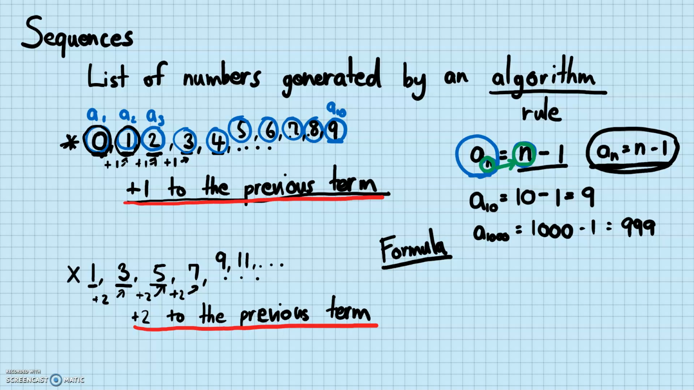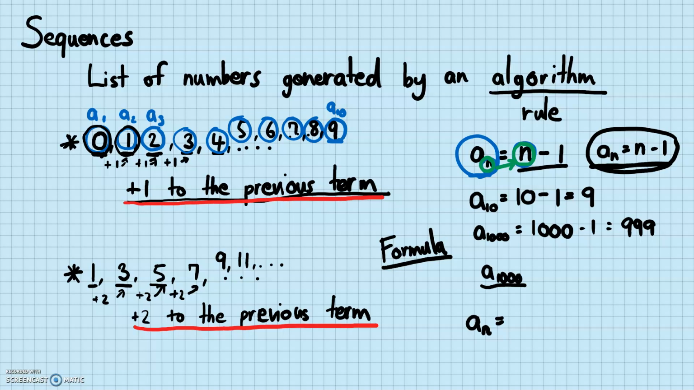But for a more complicated sequence like this one, a sequence of odd numbers, it's very hard to deduce what the 1000th term is. Okay, so let's try and find the 1000th term for this one. To get the 1000th term, we should find the algorithm. So to find the algorithm, why don't you deduce what the algorithm would be?